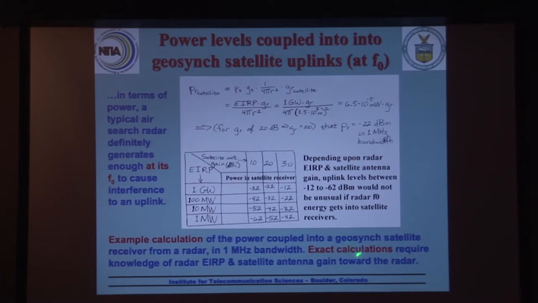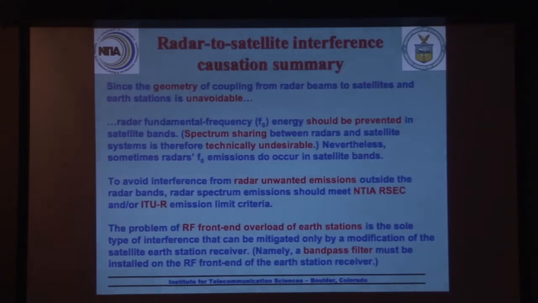And while exact calculations require knowledge of a particular radar EIRP and particular satellite antenna gain factors, we see that if a satellite system were tuned into a radar band, you're going to have an inherent problem. And this has turned out to be a problem at 14 gigahertz, where, as I said, we have had in recent years a reallocation of spectrum where satellites have begun to share spectrum with some radars at 14 gigahertz.